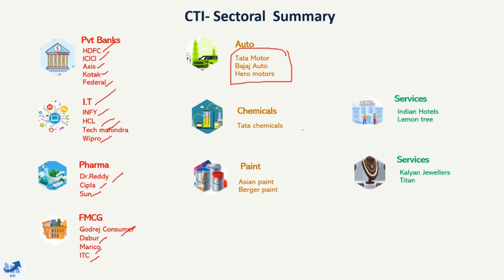And coming to the chemical space, the Tata Chemicals is in a very good accumulation zone of 1,000 rupees. So we can have a good look at Tata Chemicals. In the paint sector, Berger and Asian were sideways. Talking about the service sector, well, this is a sector where I'm thinking that there will be some good performance in the coming weeks because the ICC Cricket World Cup series has started in India, so we can see a good amount of uptick in the hotel booking space. Indian Hotels, Lemon Tree are all showing good strength in the services sector. Kalyan Jewellers and Titan did perform relatively better than the peers.